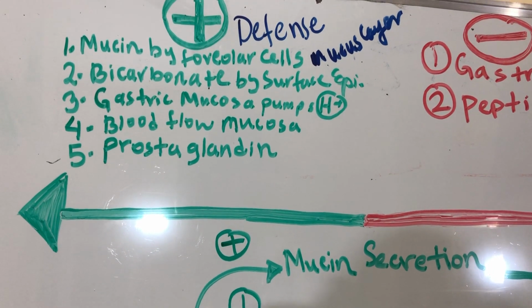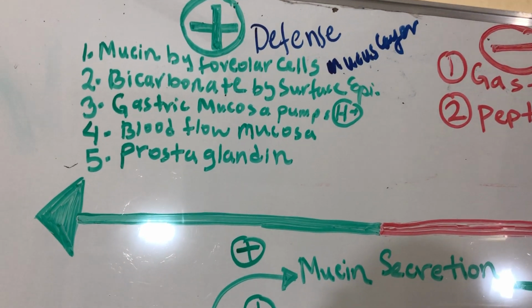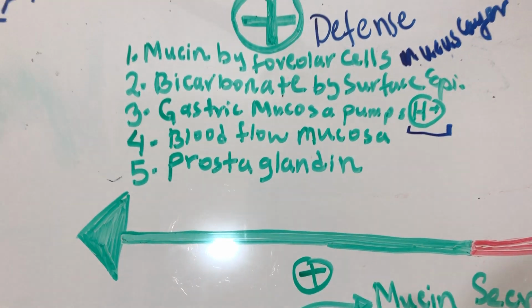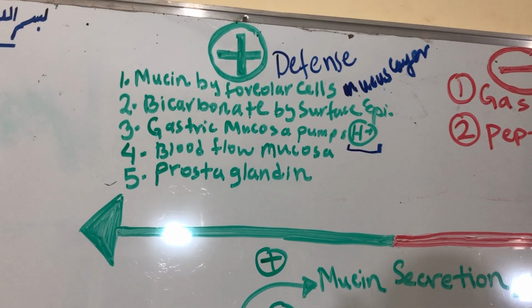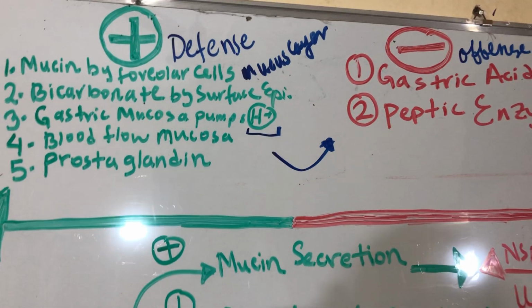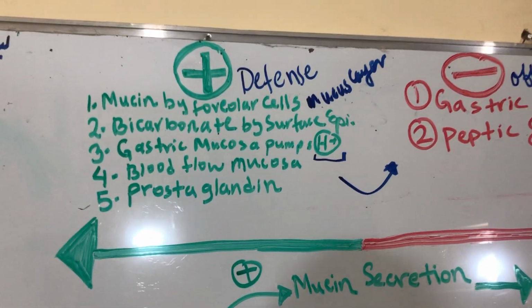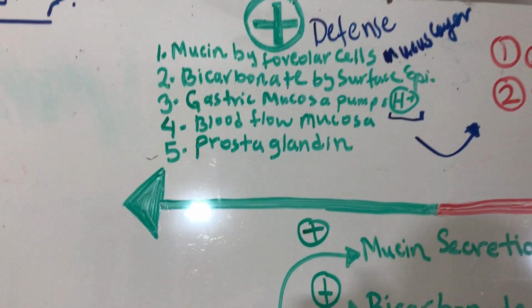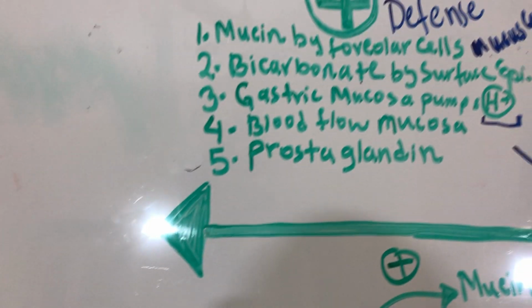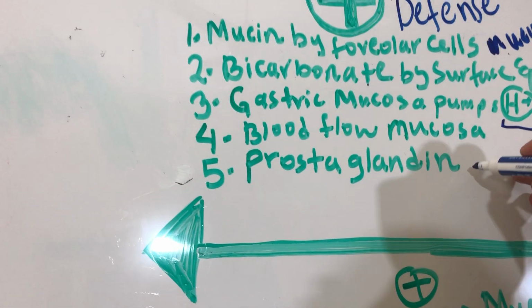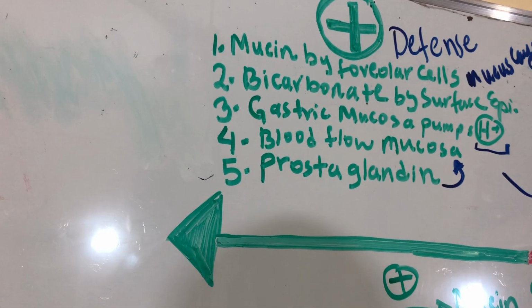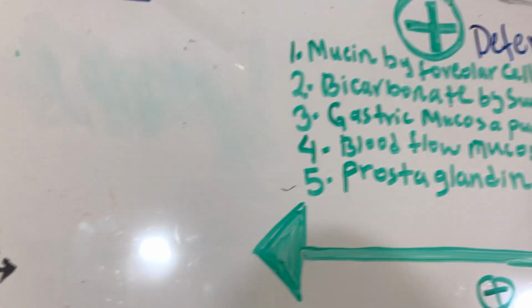Also, we have gastric mucosa pumps. Remember, I alluded to pumps that literally take any hydrogen protons that leak into the gastric mucosa and throw them back into that pool of acid in the core of our stomach. And then we have the ability to generate prostaglandin. And this is very important because prostaglandin positively feeds back and participates in all of these activities. By the way, there's also blood flow to the mucosa.